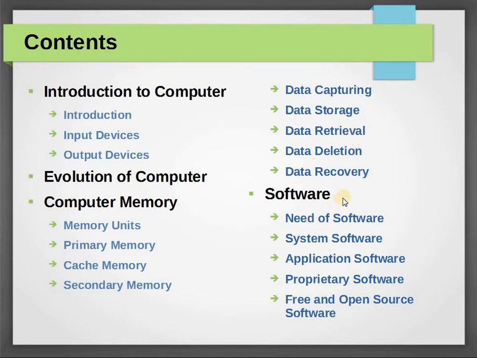After that we will cover software, means what is software, what is the need of software. Then different types of software like system software, application software, and one more category is there like proprietary software and free and open source software. So all these topics we will cover in this session. So let's begin our topic.